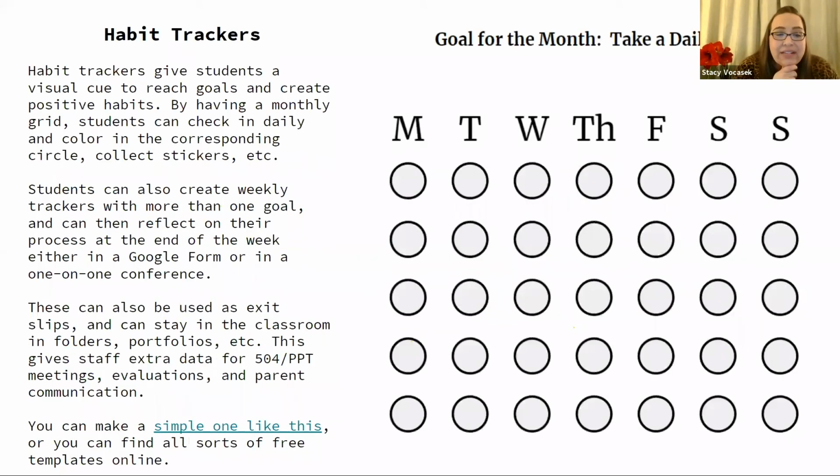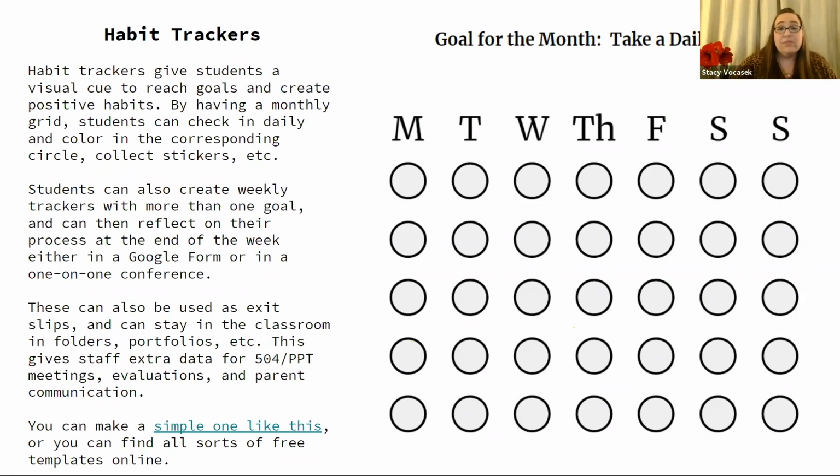A habit tracker is an awesome thing to give students visual cues. They can have a monthly grid, a weekly grid. I see these a lot in the stores, like the chore charts, and you get stickers when you do your chores. These can be exit slips. They can stay in the classroom in folders or portfolios. This is another data point for those 504 and PPT meetings, for evaluations, for parent communications. And again, getting the students involved in their own success.